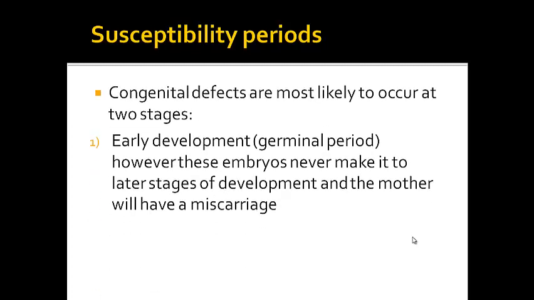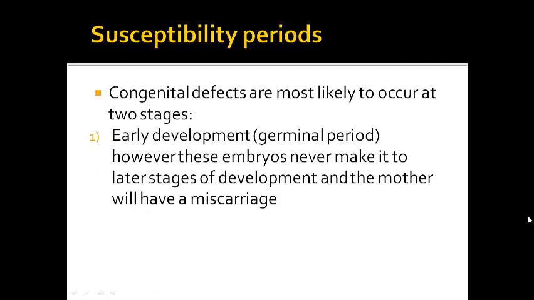They are the early stages of development, which is the germinal period, which is basically that phase where fertilization happens, and then the formation of the bilaminar germ disc and the trilaminar germ disc, and all that early period. This is considered the germinal period. Usually these embryos don't make it to the later stages of development, and then the mother will have a miscarriage. The other susceptibility stage is the embryonic period, which we already mentioned is a stage of very high or rapid rate of cell division. So again, that's a time where things could go wrong.